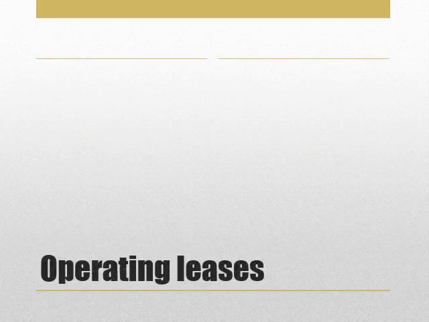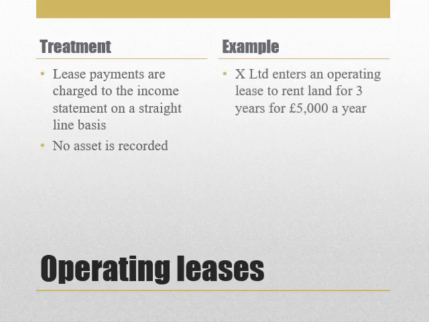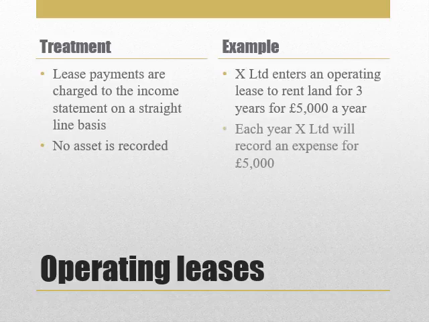So finally, let's just have a look at how we deal with operating leases. And here the treatment is quite straightforward. We simply charge the lease payments to our statement of profit and loss or income statement on a straight line basis. No asset is going to be recorded in the statement of financial position, nor do we record a liability. So let's have a look at an example. X Limited enters an operating lease to rent land for 3 years for £5,000 a year. So each period, X Limited will record an expense for £5,000 in its statement of profit and loss.